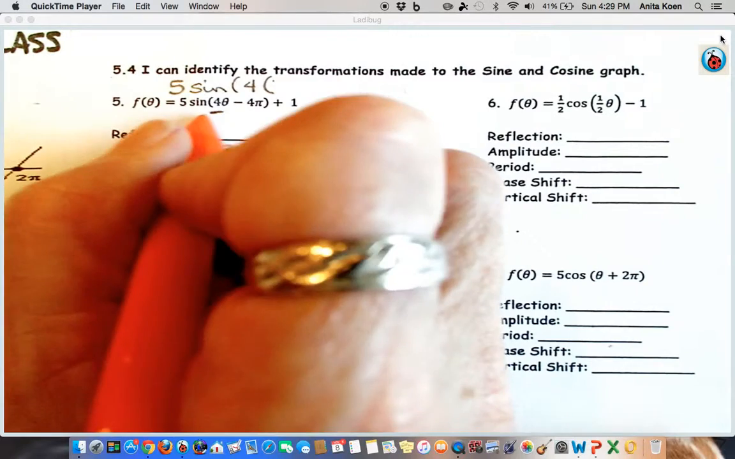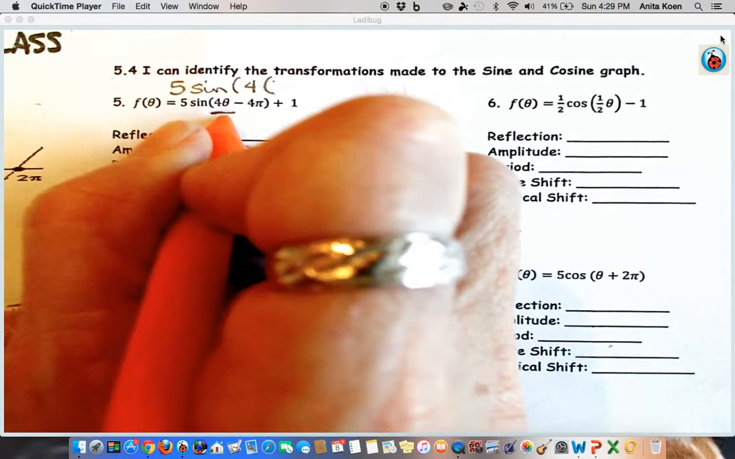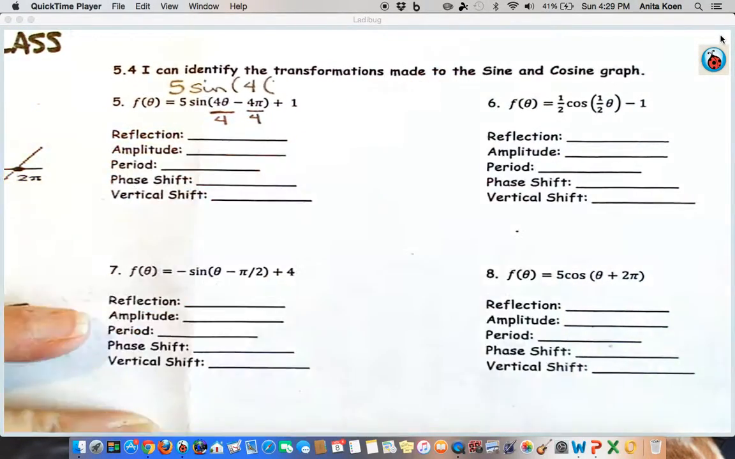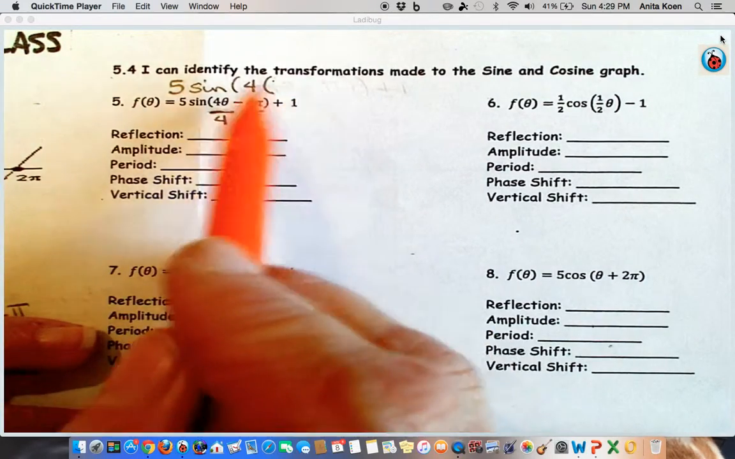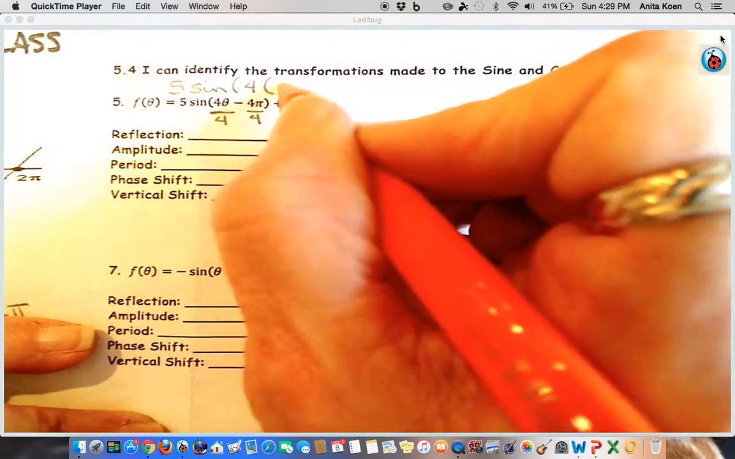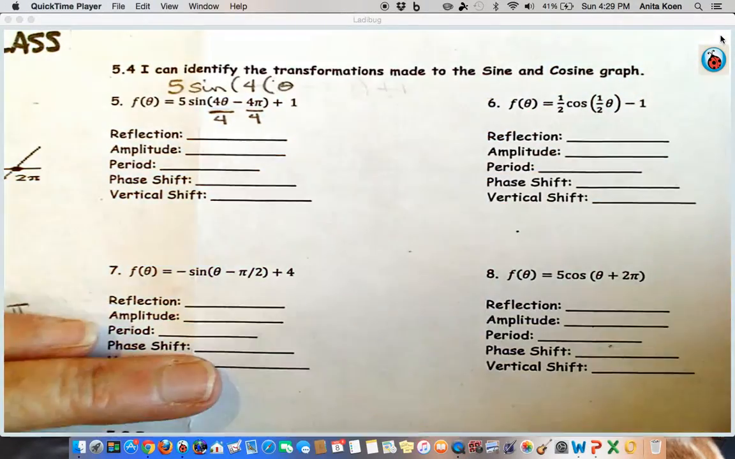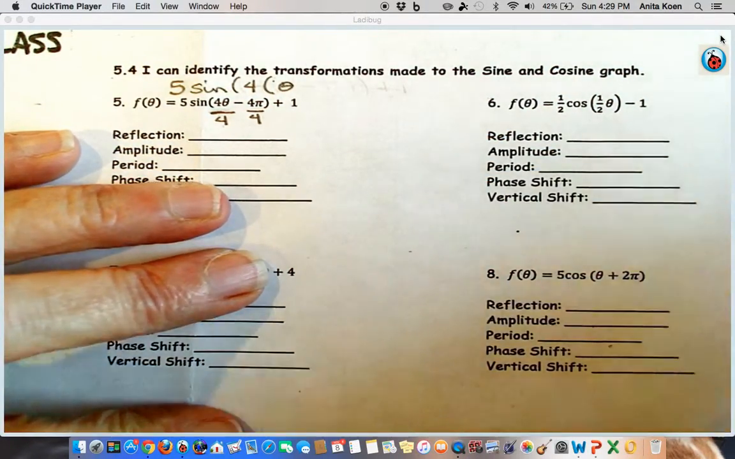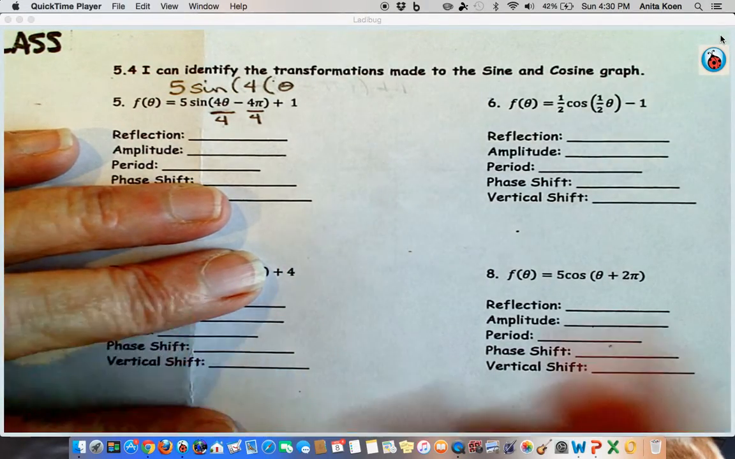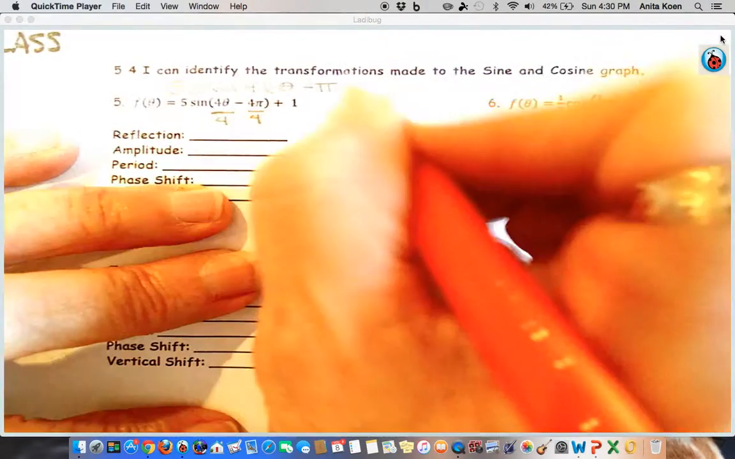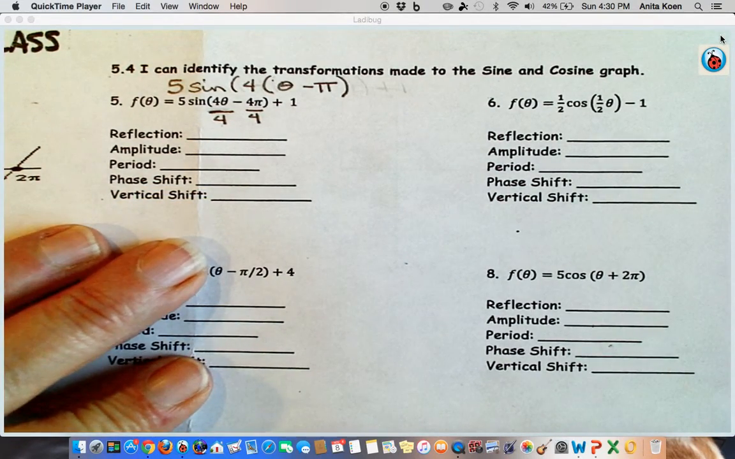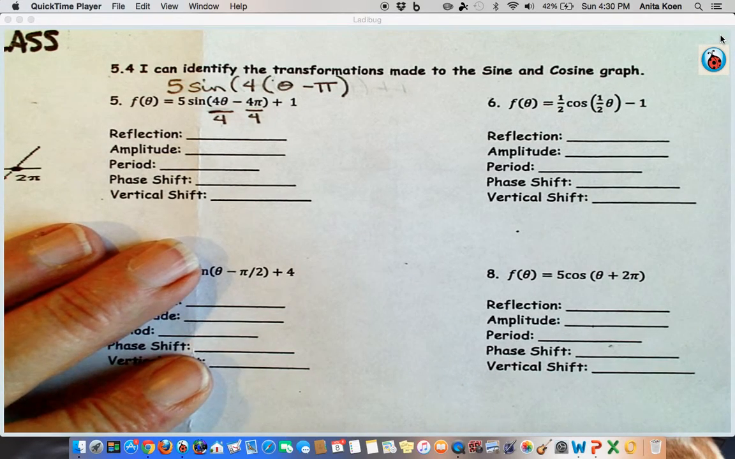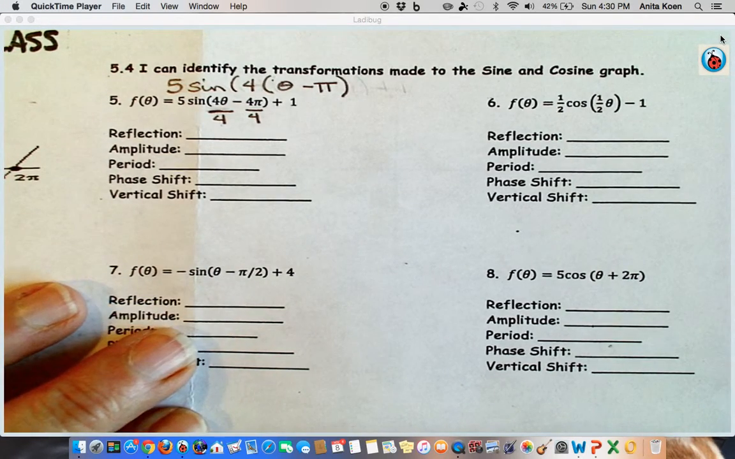And when we factor out the 4, what we're going to do here is we're going to divide 4 theta by 4, and we're going to divide the negative 4 pi by 4 to find out what goes in the parentheses here when we factored it out. So 4 divided by 4 is 1, so that's just theta right there. And negative 4 divided by 4 is negative 1, so that's just negative pi right there. I'm sorry that the camera is going in and out as my hand goes under. I'll try to keep it out of the way as much as I can.